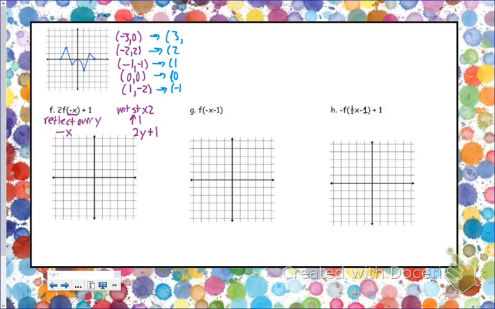So 0 times 2 plus 1. 2 times 2 plus 1. Negative 1 times 2 is negative 2, plus 1. 0 times 2 plus 1. Negative 2 times 2 is negative 4. Negative 4 plus 1 is negative 3. So let me go ahead and plot those ones.